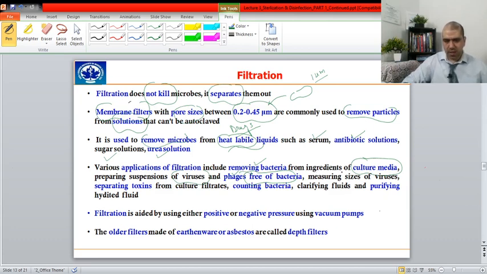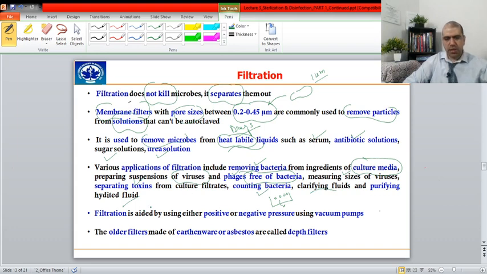Measuring the size of the viruses, we can do it by filtration. We can separate out the toxins from the culture filtrates. We can count bacteria once we pass the bacteria through the filtrate, because the filtration will stop other particles, and it will allow small bacteria to pass through, very small, which are less than 0.45 micrometer. They can clarify your liquids, they can purify your different kinds of hydrated fluids.